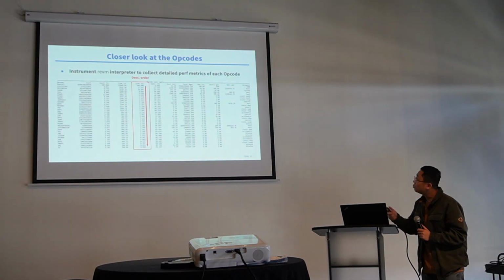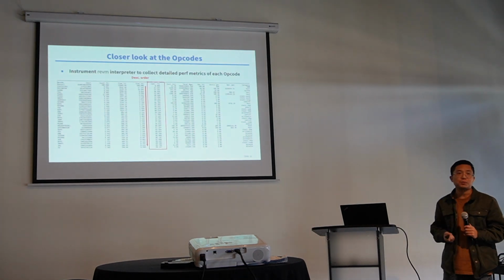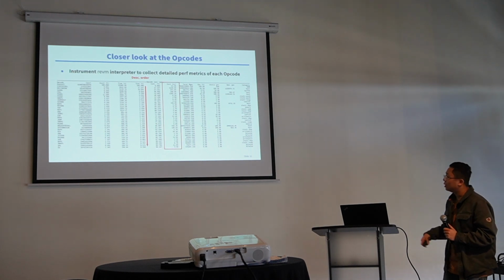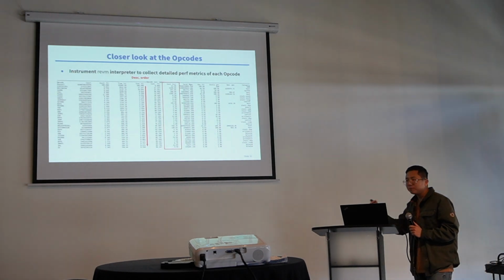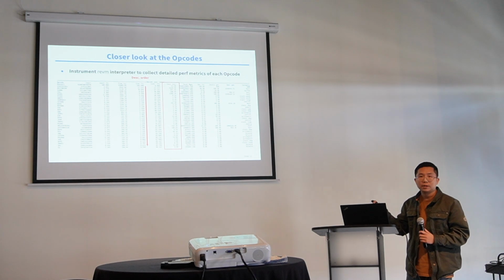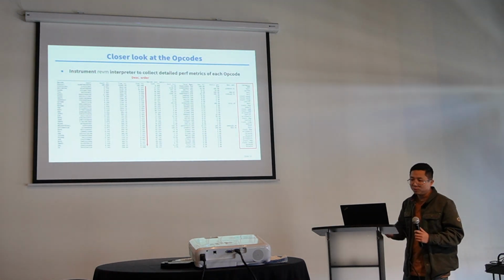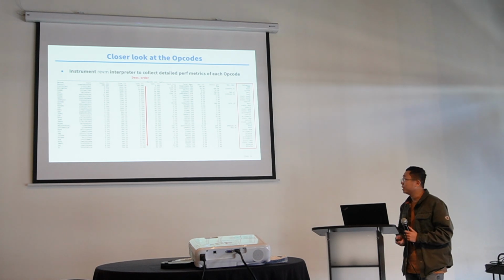Based on that, we can compute the cumulative time percentage of the top K opcodes. We can also compute the average cost per invocation measured in nanoseconds. And finally, we also show the category of the opcode in this table.